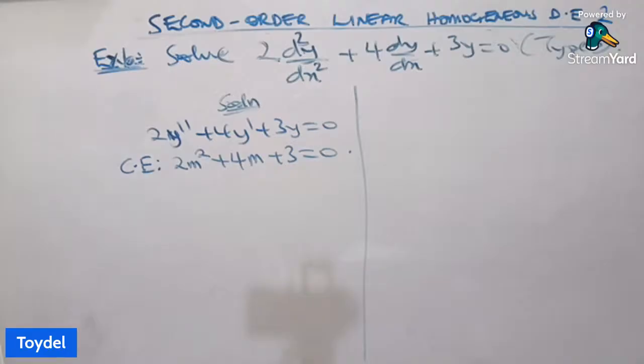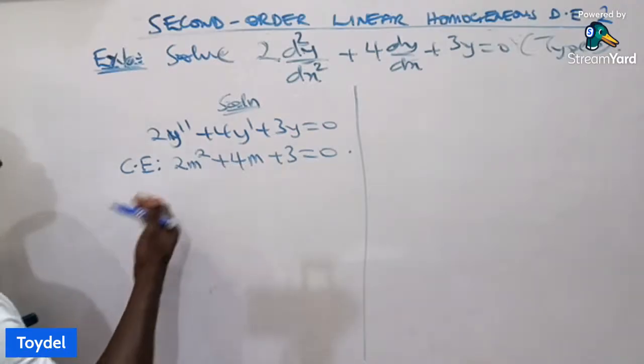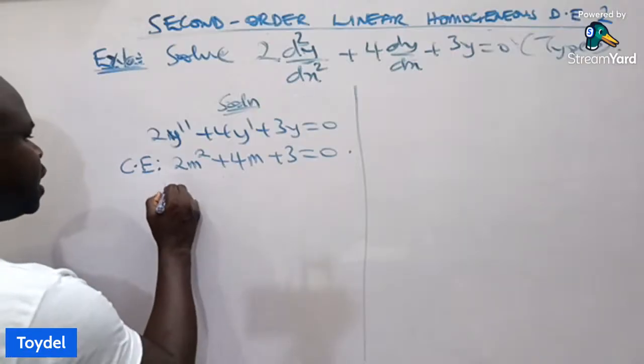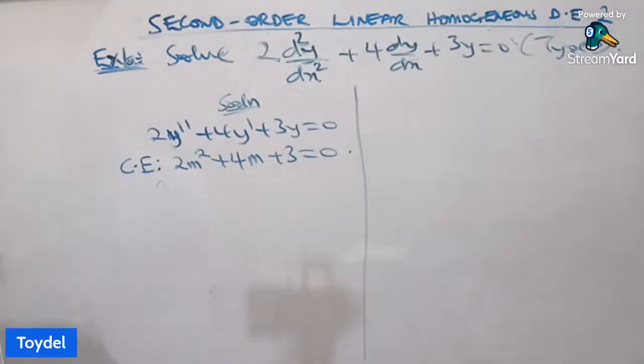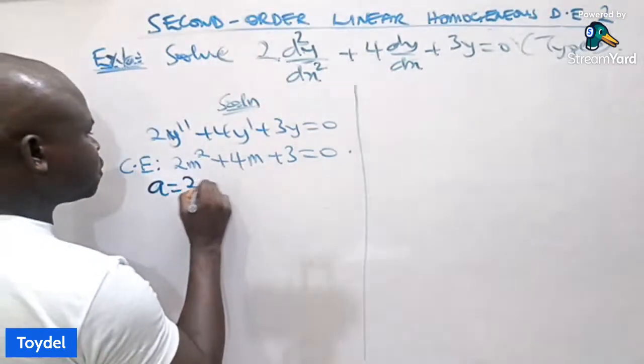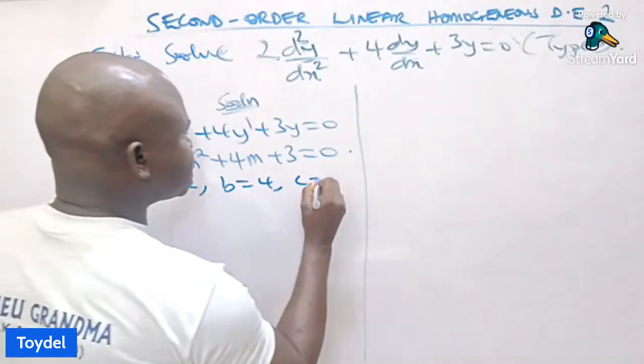Can we solve this? 2 times 3 is 6. No, we cannot solve this by factorization. So what do we do? We can go ahead and use the completing the square method, or we use the formula method. So in this question, a is equal to 2, b is equal to 4, and c is equal to 3.